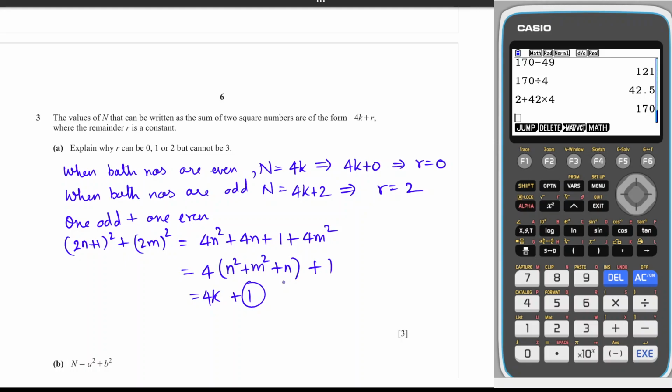So it cannot be 3. Hence, this means r is equal to 1. Hence, we say that r cannot be equal to 3.